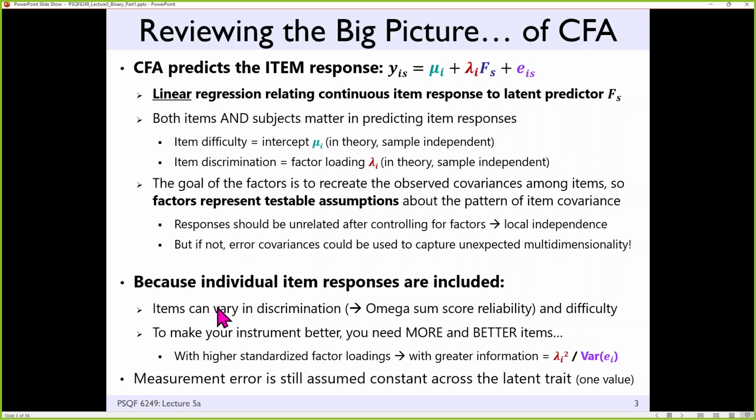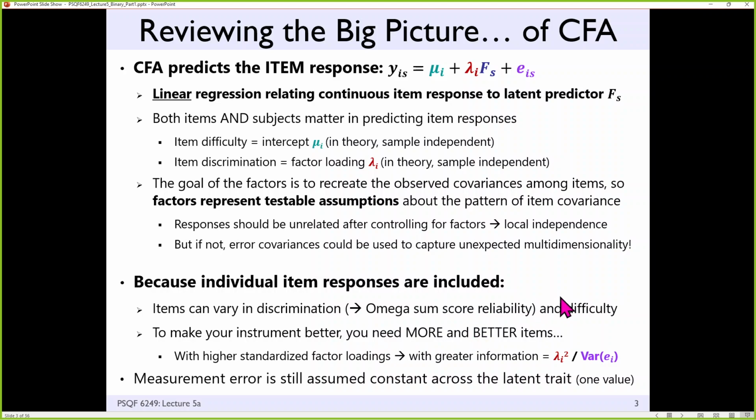Okay. So because the item responses are included, we're no longer assuming that items are equally discriminating. We can actually test that with the likelihood ratio test. And if they need to have different loadings, so be it. Then we would use omega, for instance, if we wanted an index of reliability for our sum score. And items also vary in difficulty via the intercept, but we don't really care about that in CFA. So if I wanted to make my instrument better, not only do I need more items, but I need better items. I need items that have stronger loadings.